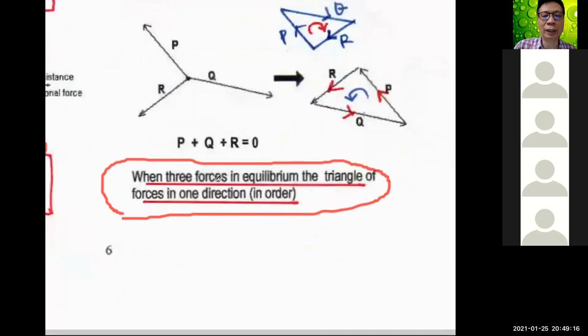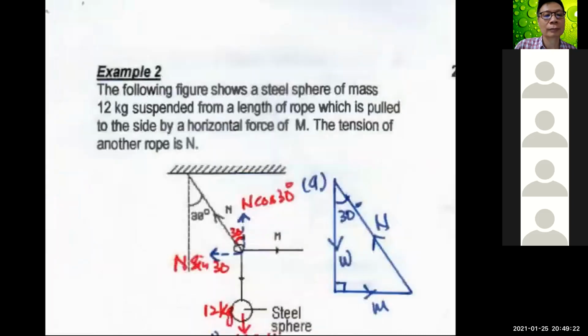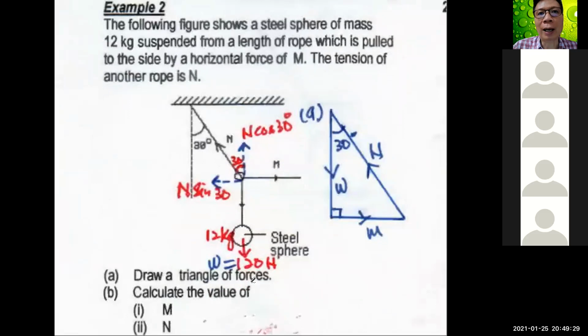Okay, this one is done already. Now is an example. This one is more difficult, because it involves resolution of forces and forces in equilibrium. Okay, look at this question. The following figure shows a steel sphere. 12 kilogram means 120 Newton.